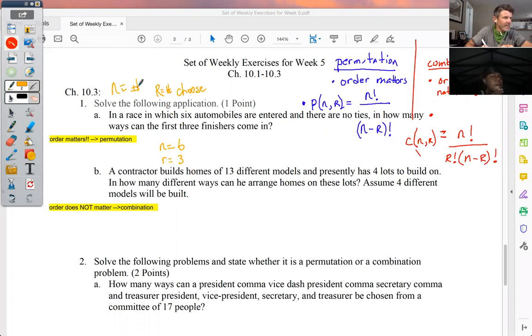So now let's go back into my notes. N is the number of things we have. R is the number that we're going to choose. So we don't care about 4th place, do we? I mean, obviously we probably do, but the bottom line is you get 1st, 2nd, 3rd, that's it, and beyond that the other people don't matter. So there's our N and our R. Let's do the same thing in letter B, and then we'll apply it to the formulas. In letter B, what do you think your N is, and what do you think your R is?